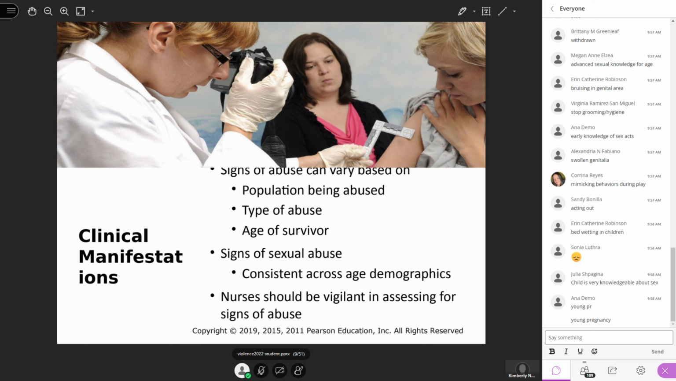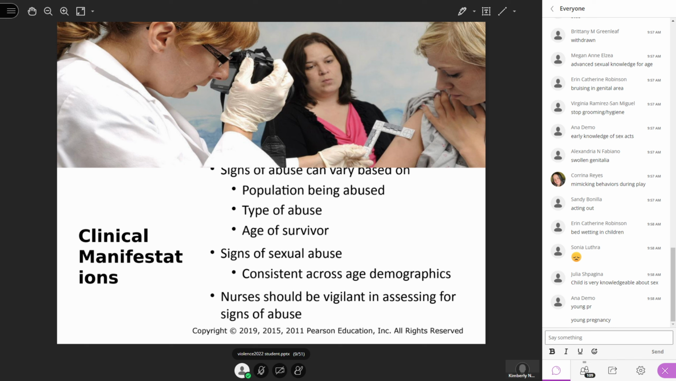Okay. All right. So what are the signs and symptoms? I think we kind of talked about that. We want to make sure that we are assessing the person all the time for these signs and symptoms, and making sure we know the difference between physical, sexual, or emotional abuse.